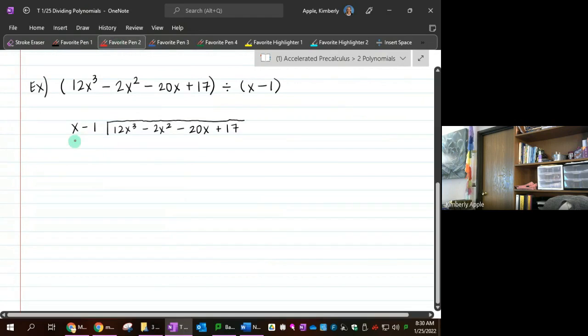All right, so remember, we're going to do the first thing into the first thing, and here comes my scratch work. 12x to the third divided by x is going to leave me with 12x squared. I'm going to put that above the other squared term, so it's nice and organized. Then I'm going to multiply this by both of these things and write it here. So 12x squared times x is 12x to the third power. 12x squared times negative 1 is minus 12x squared. Is the first one always going to cancel out like that? Yes.